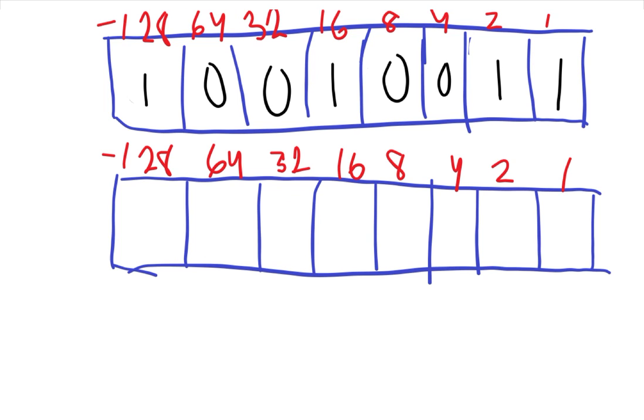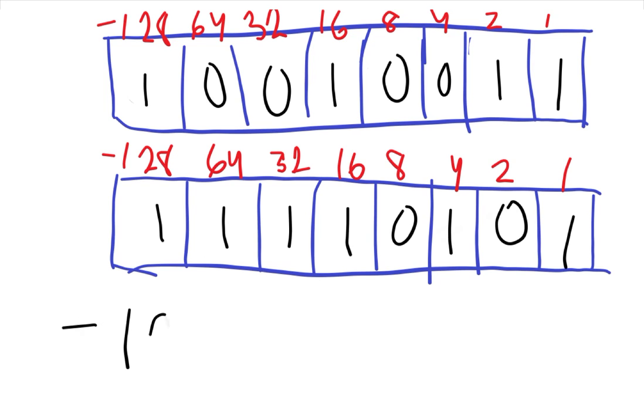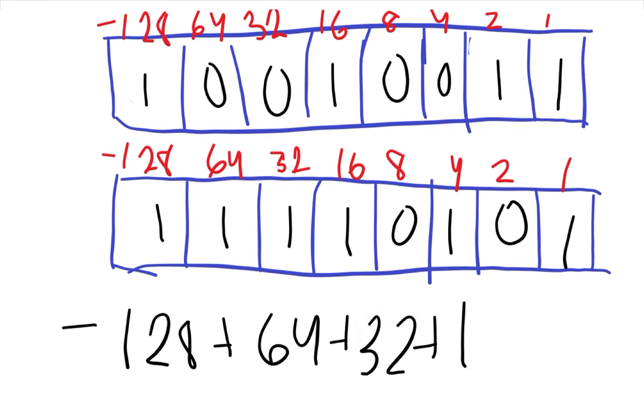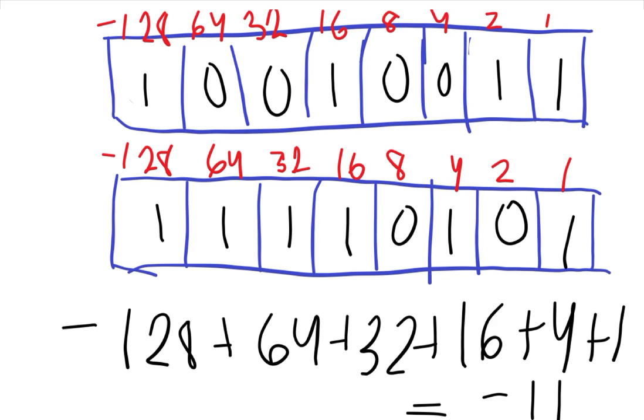Now let's write negative 11 into 2's complement format. And that would be 1, 1, 1, 1, 0, 1, 0, 1. Negative 128 plus 64 plus 32 plus 16 plus 4 plus 1 is equal to negative 11.